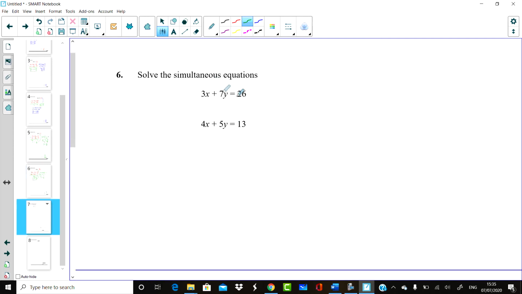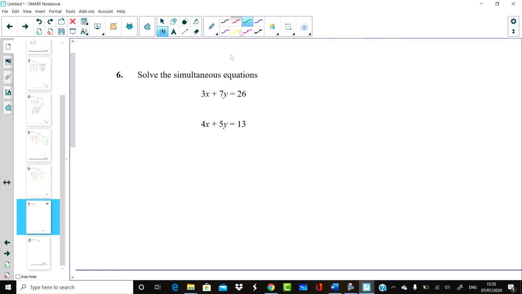Question number 6. So here we have 3x plus 7y is 26 and 4x plus 5y is equal to 13. So what we can do, we can either again choose to eliminate x first or eliminate y. So I'm going to eliminate y in this case.